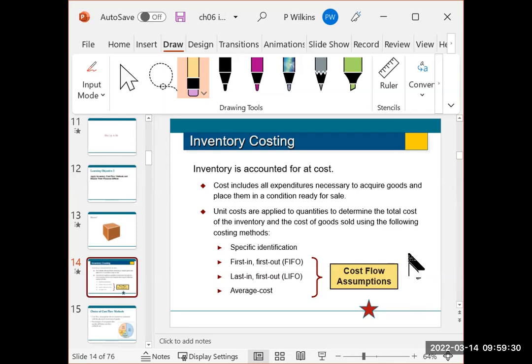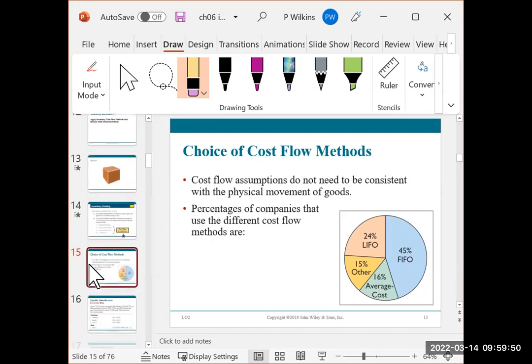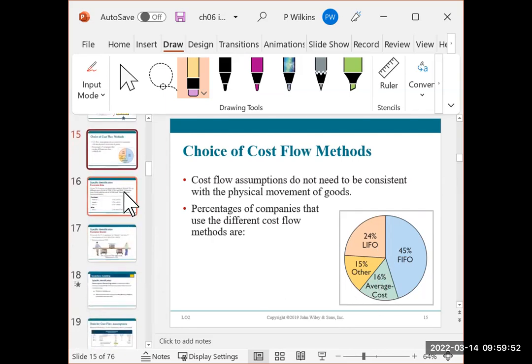The inventory can follow the flow of the assumption, but it doesn't always have to follow the flow of the assumption. And that'll make a little more sense when we look at it. So if we were to look at costing flow, the most common in industry is FIFO, then LIFO and average costing, and then there are some other costing methods as well that we don't get into.